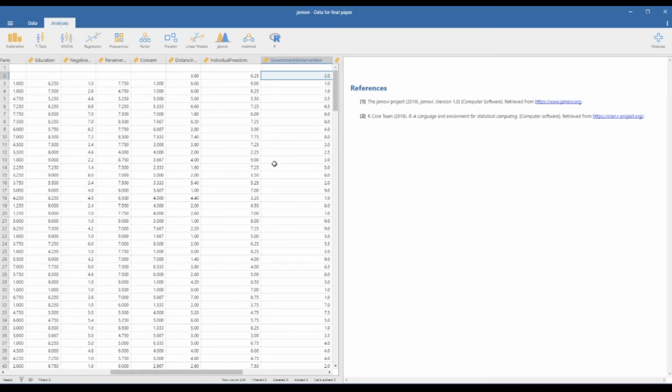Today we're going to learn how to run a paired sample or repeated measures t-test in JAMOVI. What I'm going to be comparing in this particular analysis is people's perceptions of individual freedom with regard to COVID-19, so thinking that people should be able to make their own choices, or support for governmental intervention with regard to COVID-19.